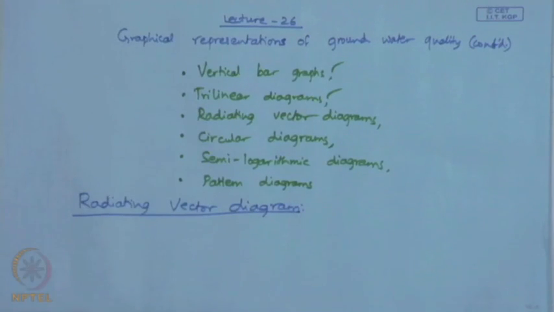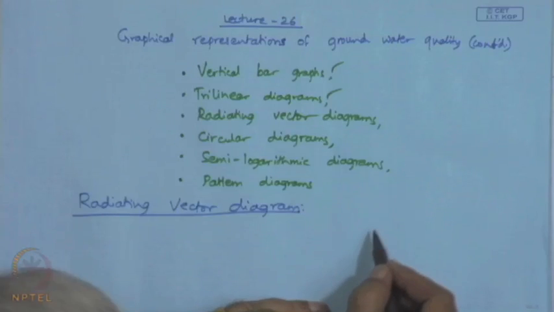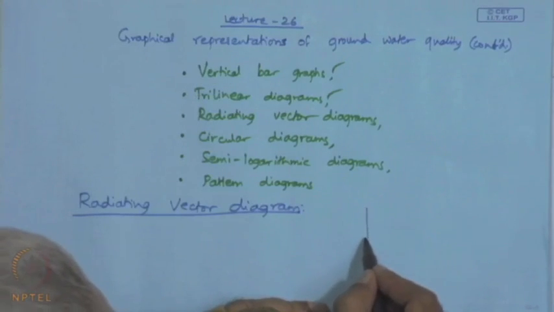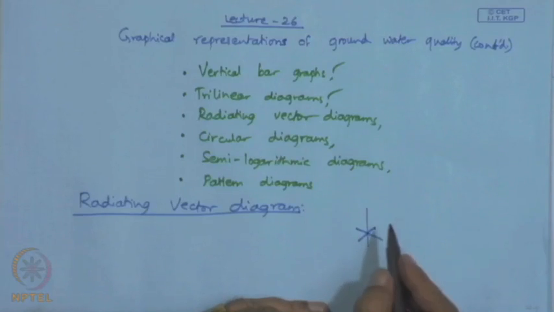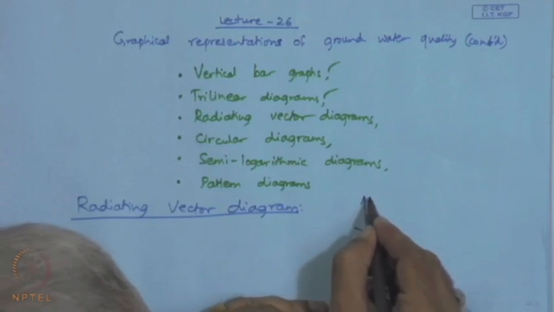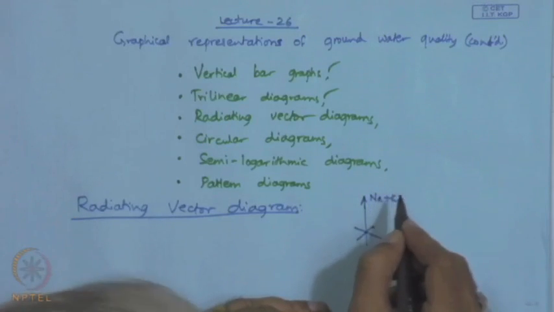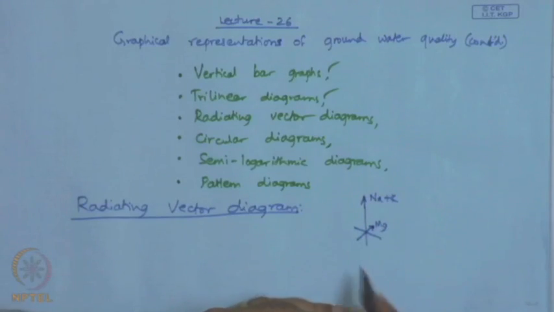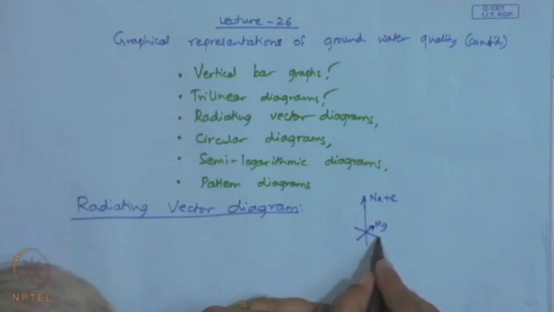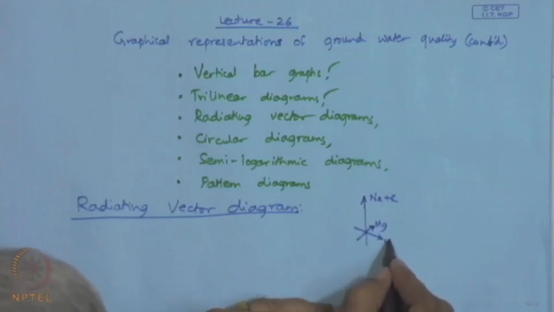In this radiating vector diagram, the sample identification number is written, and there are 6 lines at 60 degree orientation. The length of each line is proportional to the concentration, and of course the order is always maintained the same. The vertical line represents the sodium plus potassium concentration. The next, the 60 degree line from the vertical represents the magnesium concentration. Similarly, the length of the 120 degree line, clockwise from the vertical, represents the bicarbonate concentration.